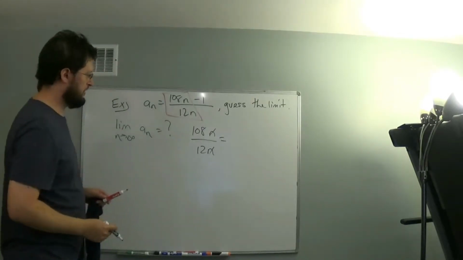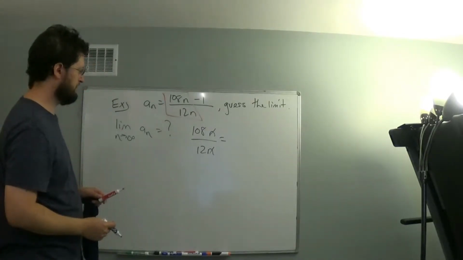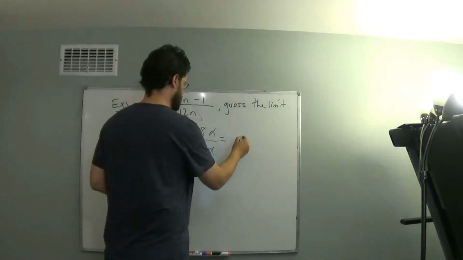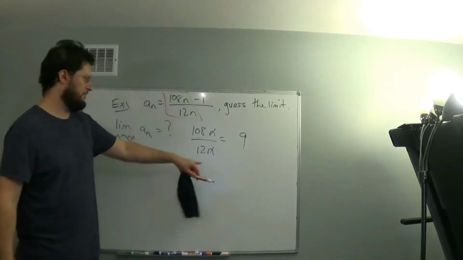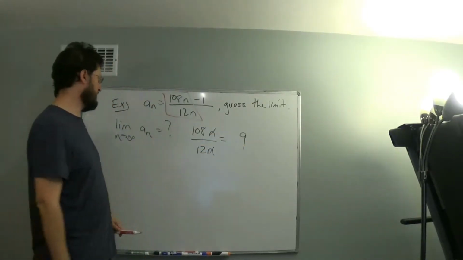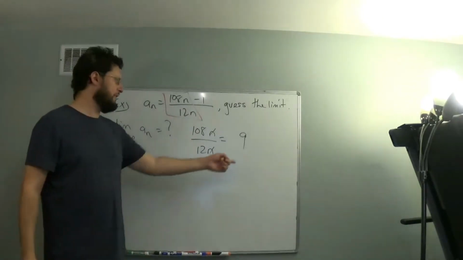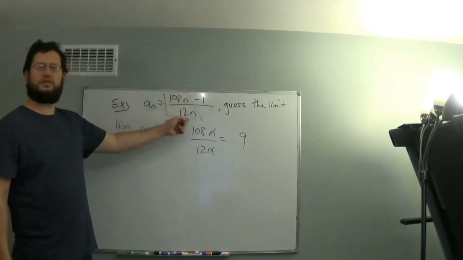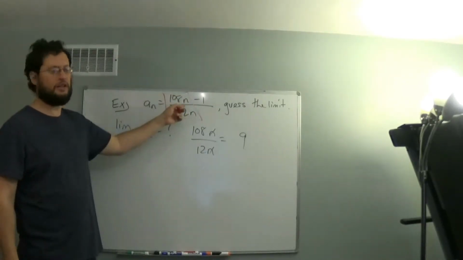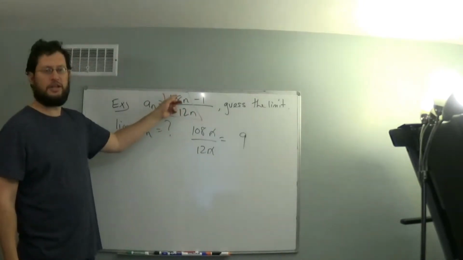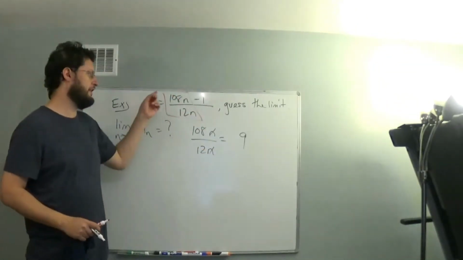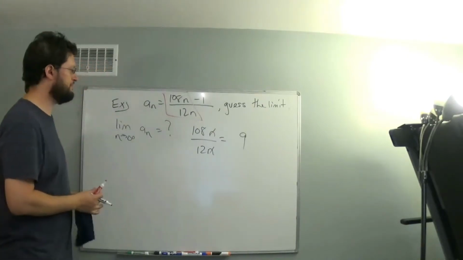Let's see, what's that? 9. 12 times 10 will be 120, 12 times 9 is 108. So that is the limit. Another way that you can look at this is you could plug in values of n. You could plug in very big values of n into this and put it into a calculator and see what you get. You'll find that you'll get stuff that is very close to 9, and as n gets bigger and bigger and bigger, they get closer and closer to 9 as well.